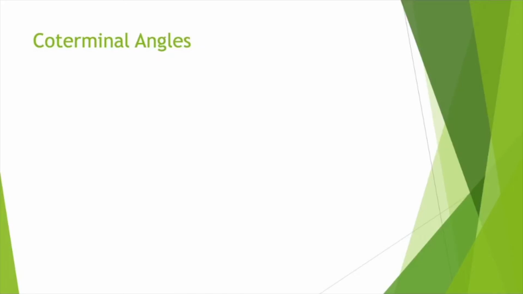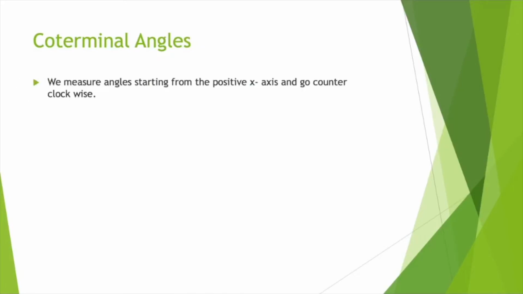Let's talk about coterminal angles. The word co means together, and terminate or terminal means to end. So these are angles that end together. We measure angles starting at the positive x-axis and go counterclockwise from there. If we have a 20-degree angle and a 380-degree angle, they will be at the same position and they will be coterminal.